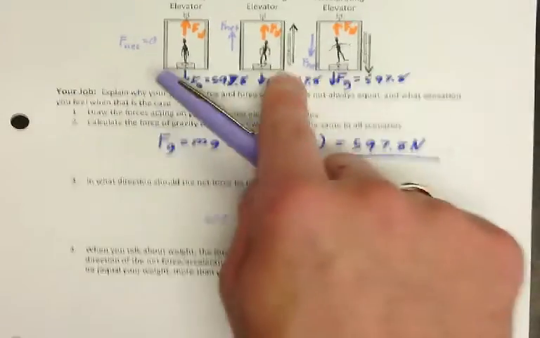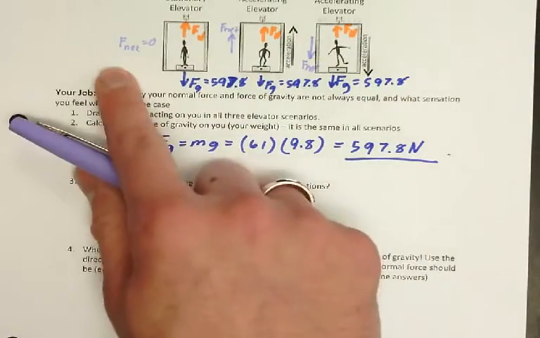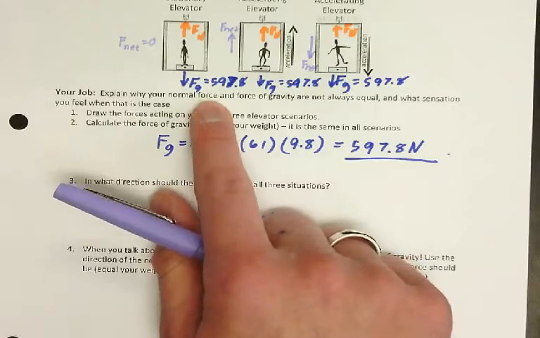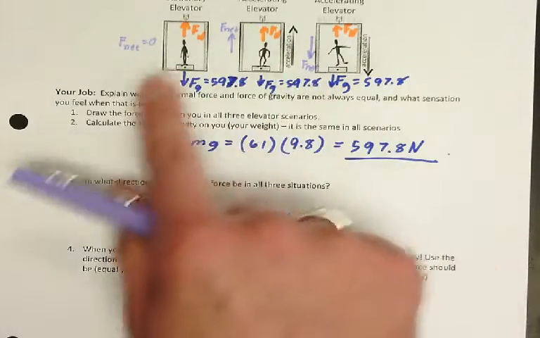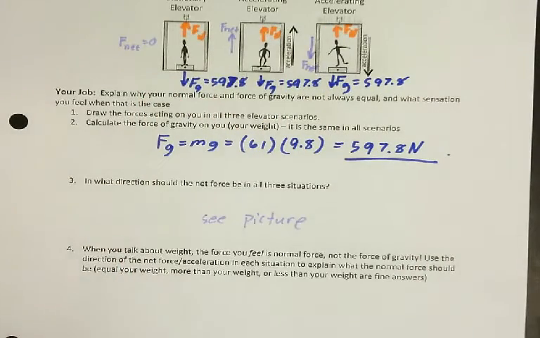Look at each of these scenarios. Look at the net force. Look at the force of gravity. Look at the direction of the acceleration, if there is one. See if you can figure out what that's going to be.